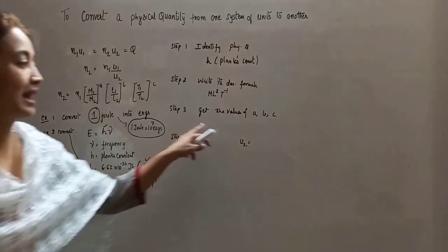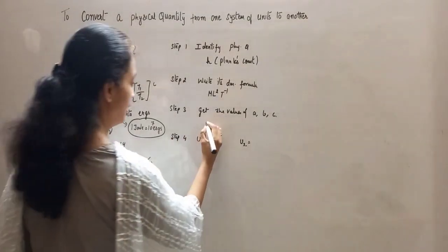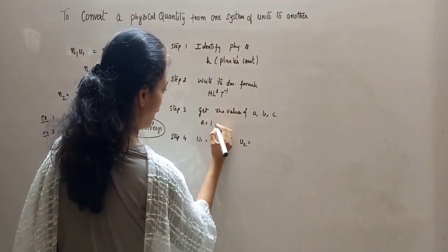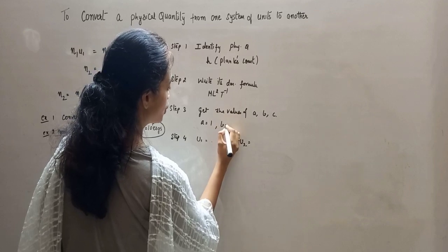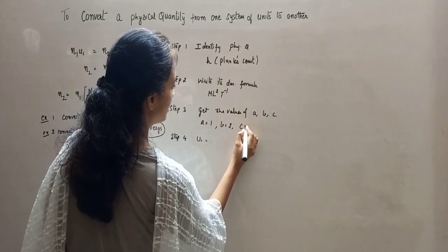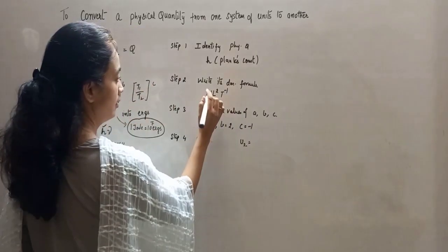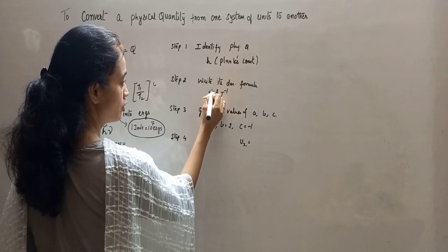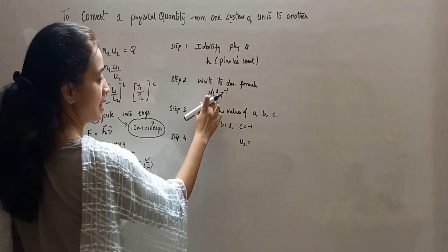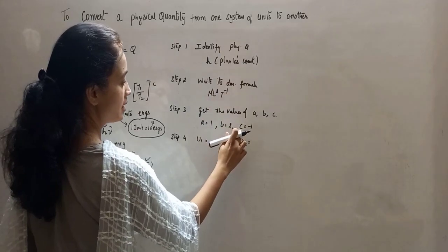Third step is to get the values of A, B, C. Here the value of A is 1, B is 2 and C is minus 1. The value of A is the power to which M is raised, B is L's power and C is the power of T.